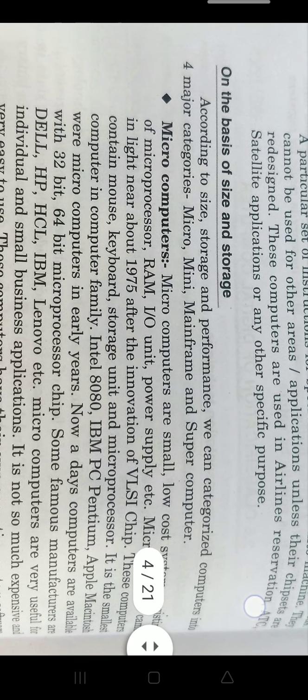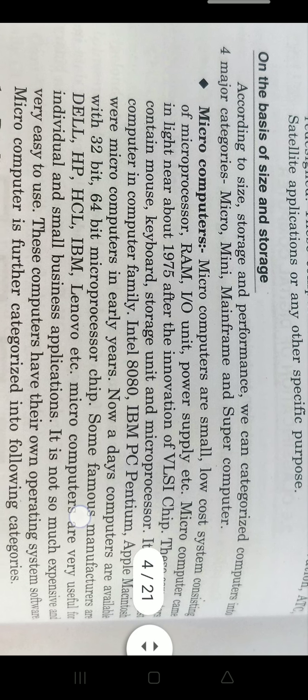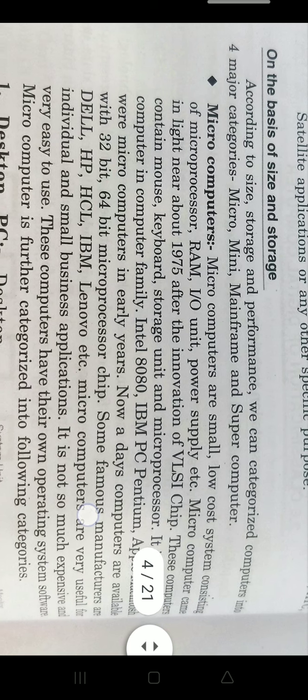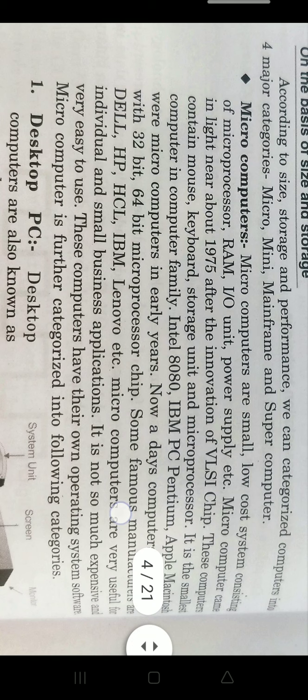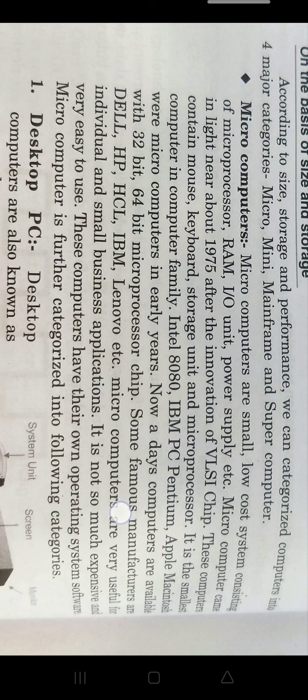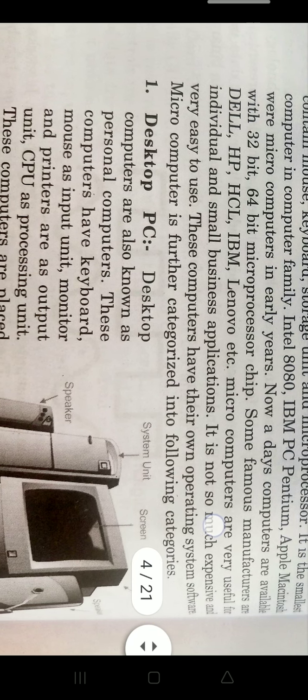Now, on the basis of size, storage and performance, we can categorize computers into four major categories: micro, mini, mainframe and supercomputer. Microcomputers are small, low cost, consisting of a microprocessor, RAM, I/O unit and power supply. These computers came into light near 1975 after the invention of very large scale integrated chips. These computers are designed by famous manufacturers: Dell, HP, HCL, IBM, Lenovo.